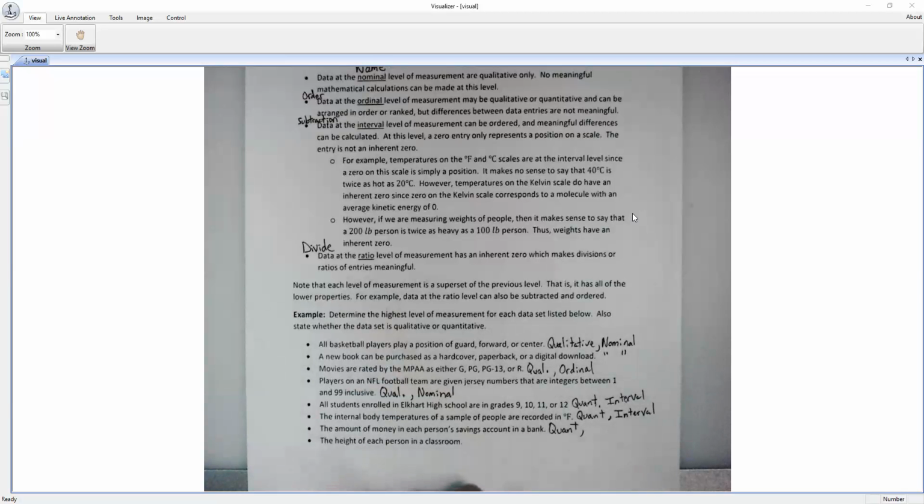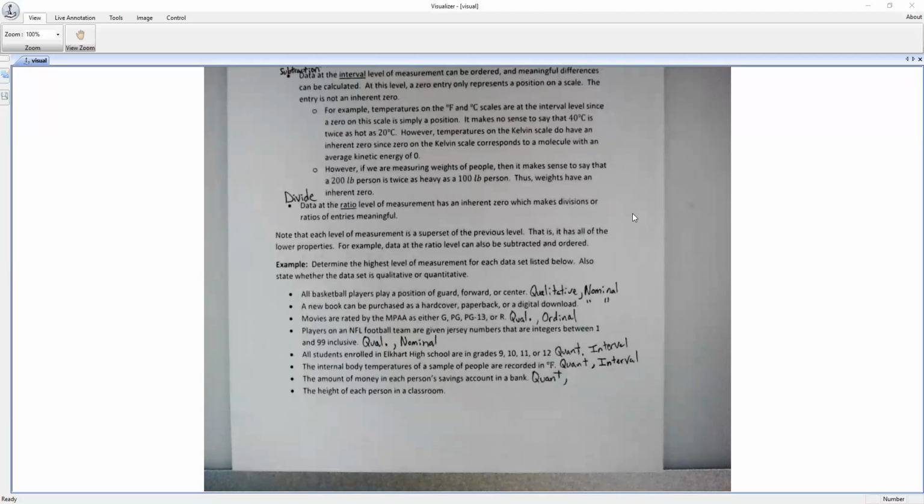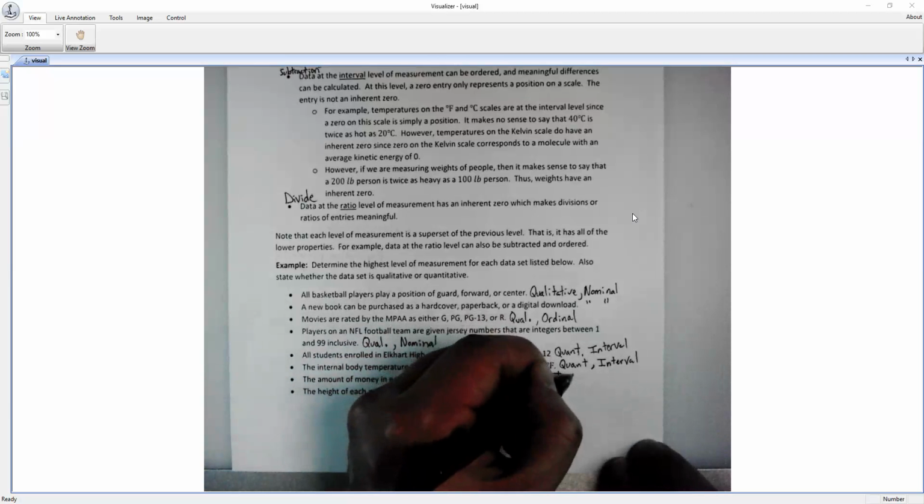Do divisions make sense? If I have, say, $10,000 in my bank account and my friend has $5,000, then if I divide those, 10,000 divided by 5,000, you get 2. And you say, well, what does that mean? Does that make any sense? Yeah, it would make sense, right? It would mean that I have twice as much money as my friend, right? 10,000 compared to 5,000. So here, if the divisions make sense, then certainly the subtractions will make sense too. So we're at the ratio level.